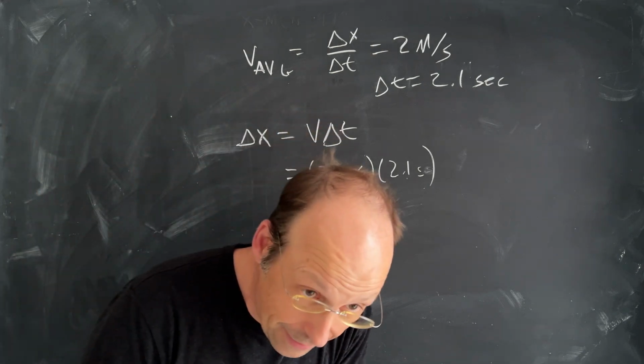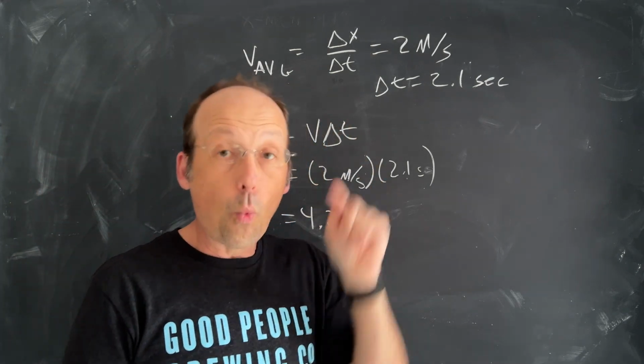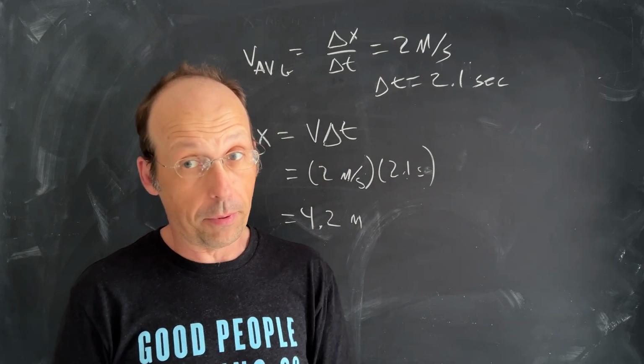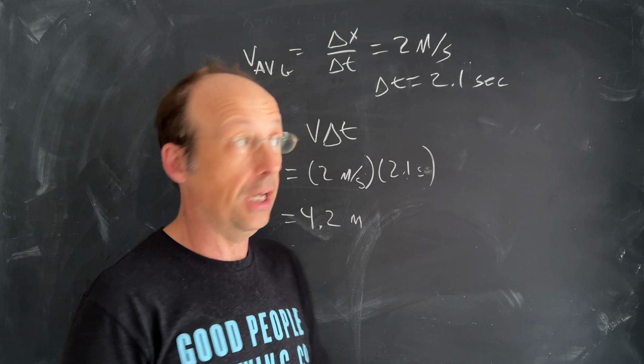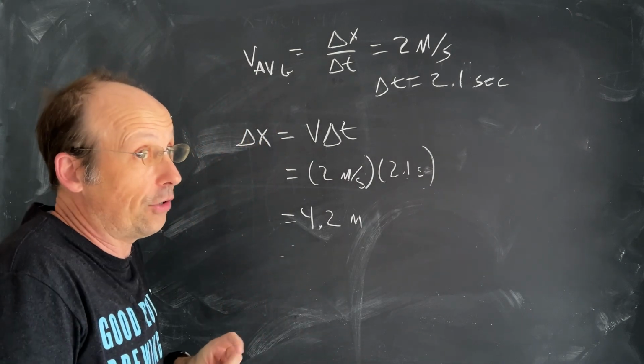So that's the change in x. That does not tell me where the person is. It tells me the change in position. If I don't know where the person started, I don't know where they ended up.